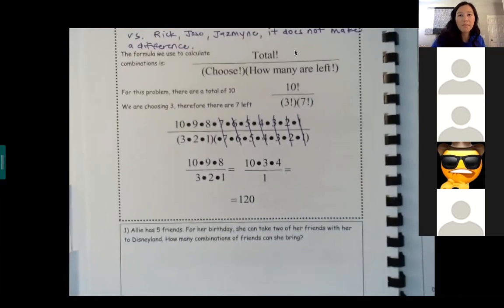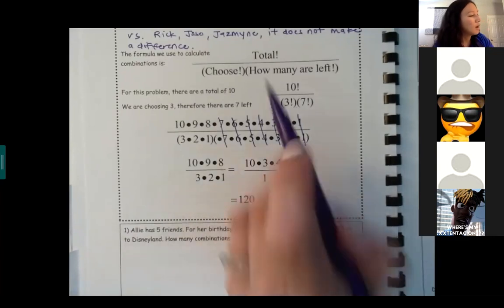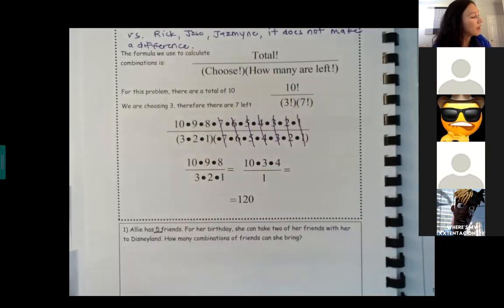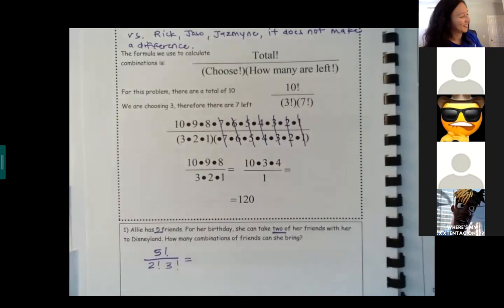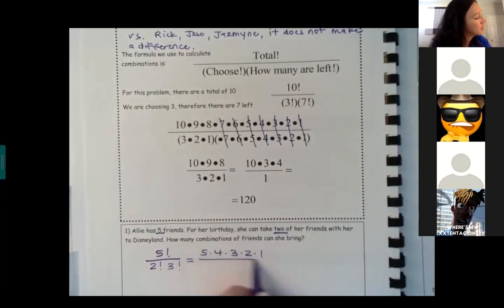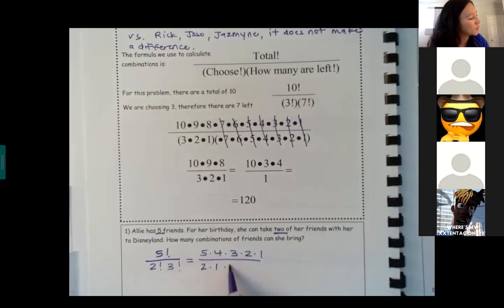Okay, any questions on the example? Okay, let's do number one then. Allie has 5 friends for her birthday. She can take 2 of her friends with her to Disneyland. How many combinations of friends can she bring? We'll just use our formula. There are 5 friends in total, so we take 5 factorial. She's taking 2 of her friends, so how many she's choosing is 2 factorial. And how many friends are left? That would be 3 factorial. Really dividing up their friendship here. Causing some drama, yep. So 5 factorial is 5 times 4 times 3 times 2 times 1. Now we just have to expand, find our ones, and simplify. 2 factorial is 2 times 1, and 3 factorial is 3 times 2 times 1.